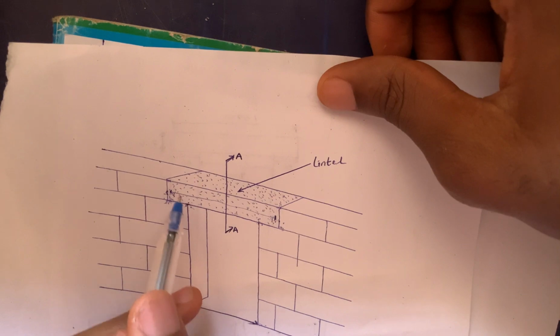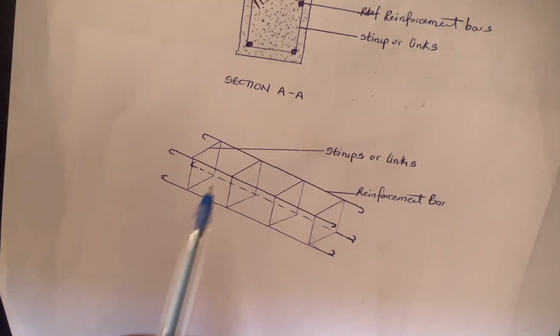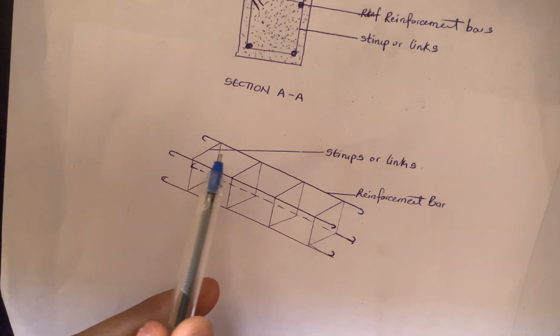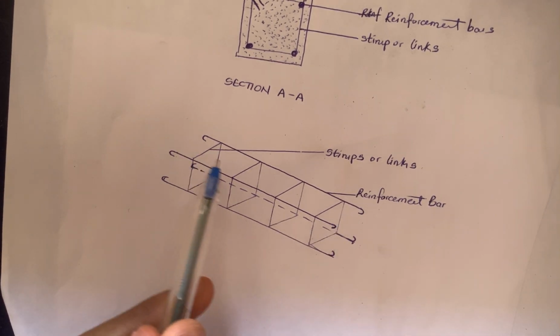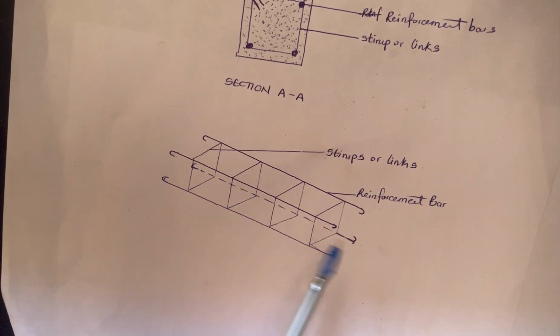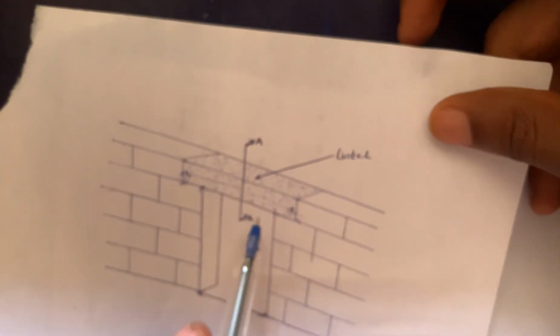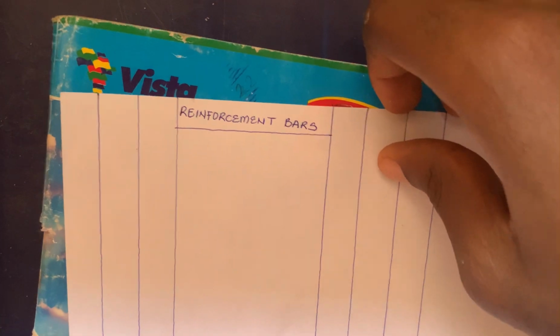And after you have the length of your reinforcement bar, like I said, the reinforcement bar comes with a hook. So there's a formula for calculating this hook. When you calculate the hook on both sides, you add it to the length of your reinforcement bar. So let's calculate.